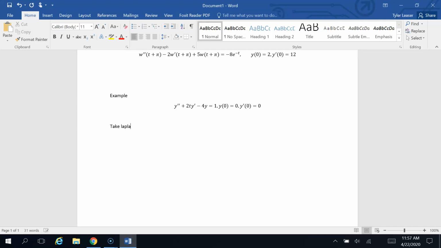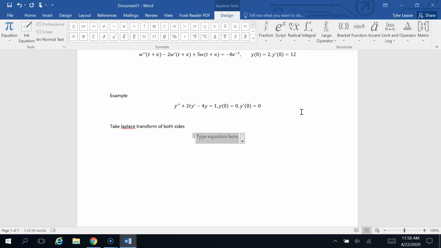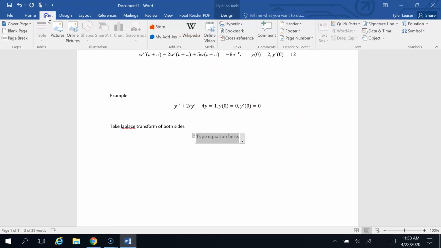So we're going to take the Laplace transform of both sides. And we'll just write it all out at this point. So we're going to do the Laplace of y double prime plus 2. We have to be a little bit careful here because that t is a part of the variable for the Laplace operator. It does have to stay on the inside. That is not a constant. So the Laplace of t y prime, and then minus 4 the Laplace of y. And that's going to be equal to the Laplace operator of 1.